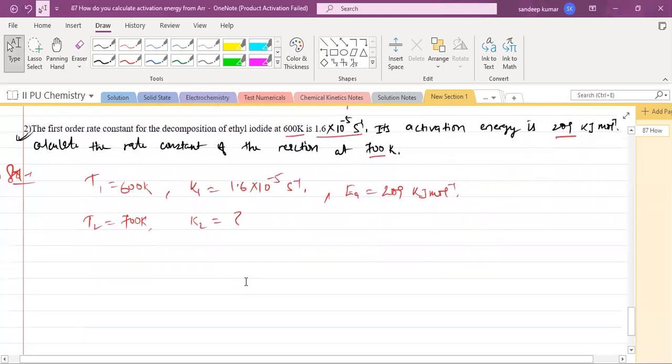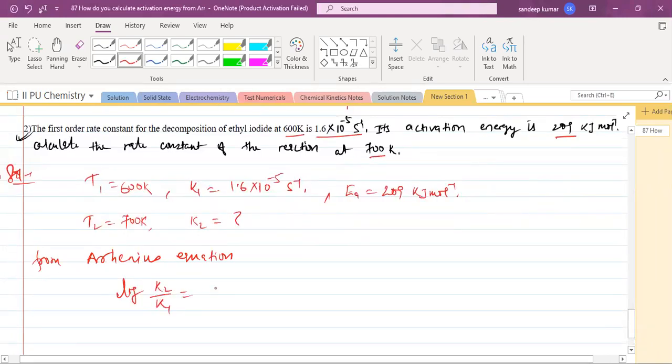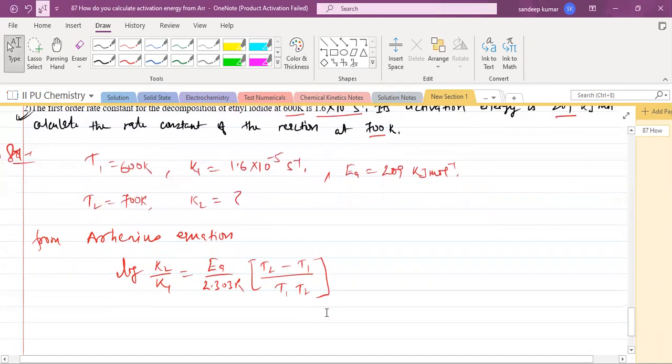As you know, from the Arrhenius equation, we know that log of K2 upon K1 is equal to EA upon 2.303 R whole into T2 minus T1 upon T1 T2. Yes or no? This is the derived Arrhenius equation for rate constant at two different temperatures. Okay, now substitute the values that are given.